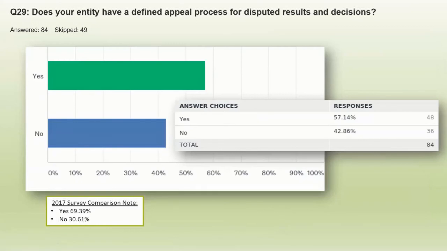And this is the last question of the survey. I'm actually pretty surprised that I got all this in about 50 minutes. So, does your entity have a defined appeal process for disputed results and decisions? This is not specific to the Fair Credit Reporting Act.